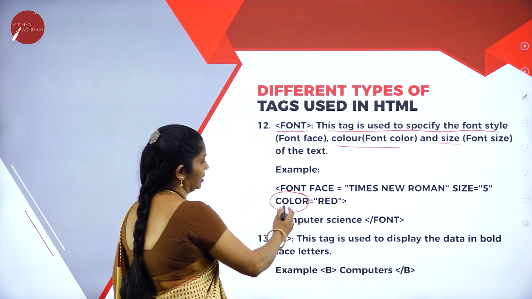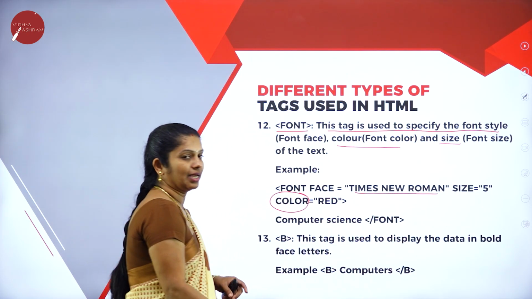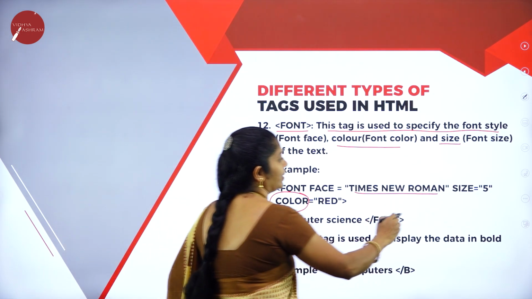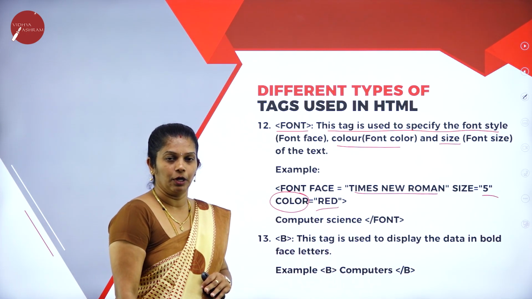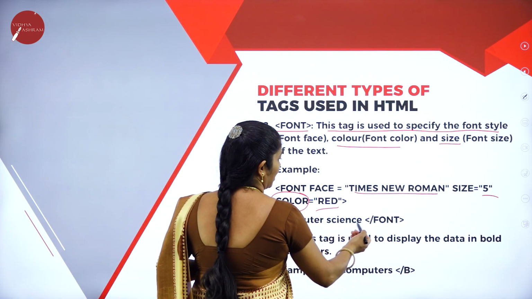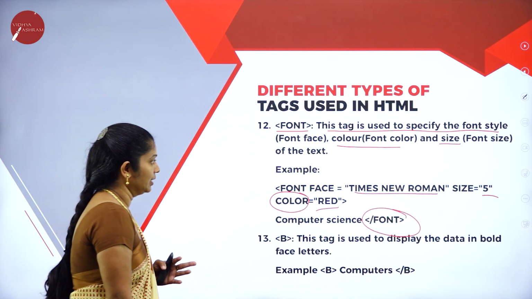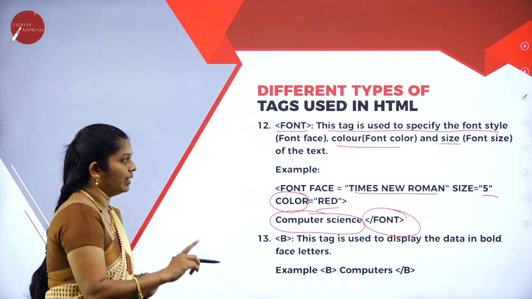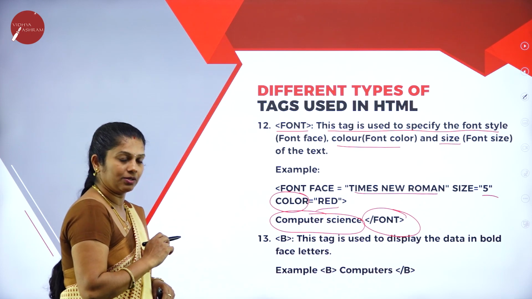If you observe this example, font face equals Times New Roman. It means the style of your text will display in Times New Roman, the size we have given as 5, and red color we have given. You have to write that inside the double quotes. Whichever style, color and size you want, you can give. Then later on we close the font tag. From this, the text computer science will display in Times New Roman style, size 5 and color red. Now is it clear?